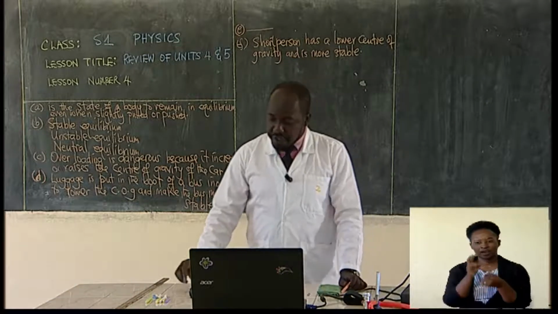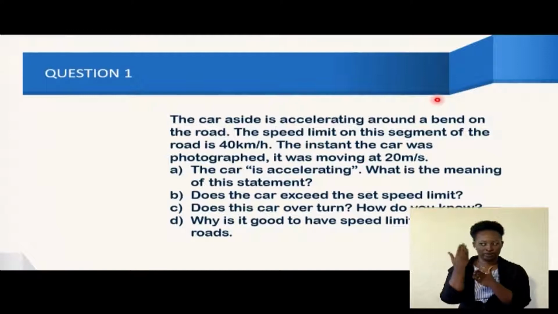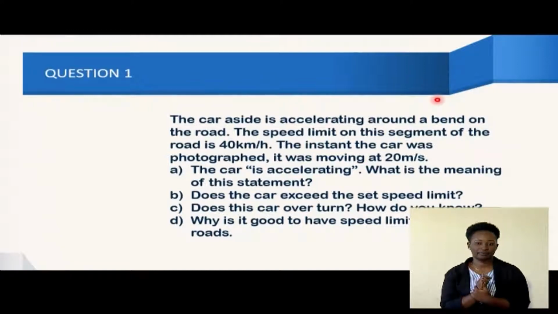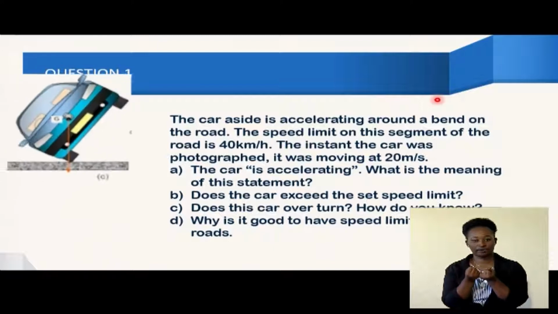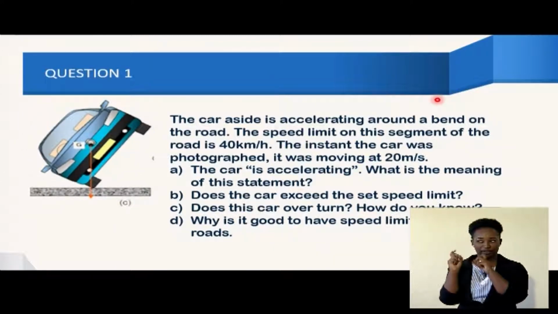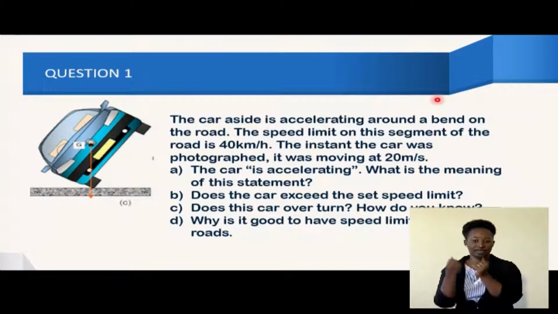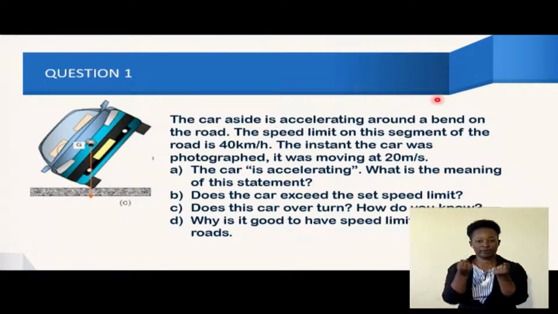Let's look at question 1, because that was previously. So question 1, which is on the screen, I hope you can read with me. The car aside, that car there, it hadn't yet come, now it is there. The car aside is accelerating around a bend on a road. You see, when you're moving on a road, you find there's a bend. So the car is accelerating. Mark that word, accelerating. The speed limit on this segment of the road is 40 kilometers per hour.